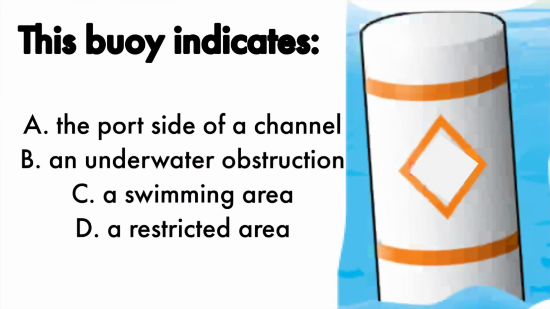So this buoy indicates A, that you're on the port side of a channel, or B, there's some kind of an underwater obstruction, or C, it's a swimming area, or D, this is a restricted area. So this one's a little tricky, and you know what? Before I give you the answer for this one, let's move to the next one, and then we'll cover both of these at the same time.